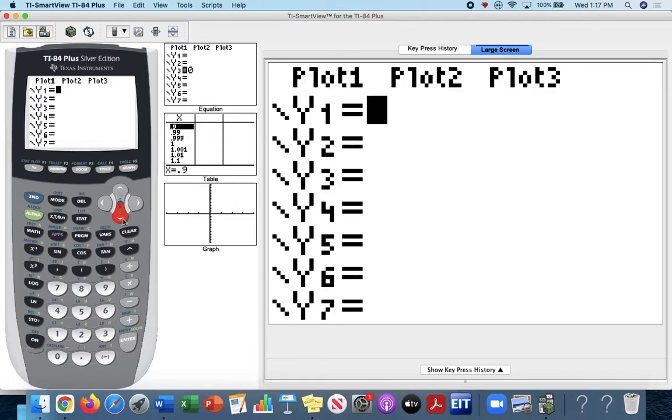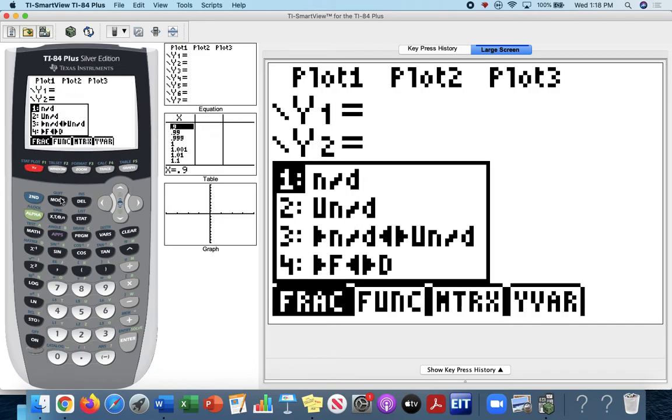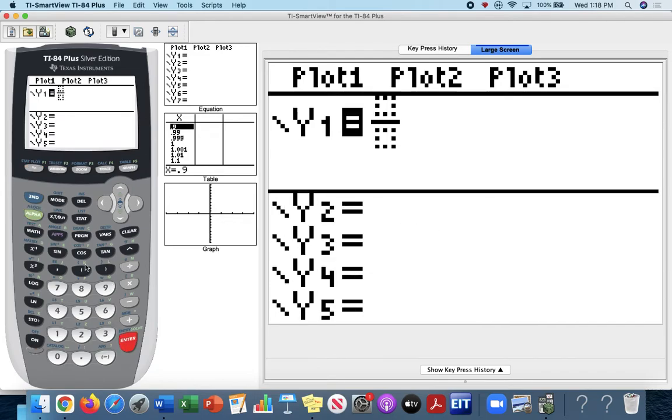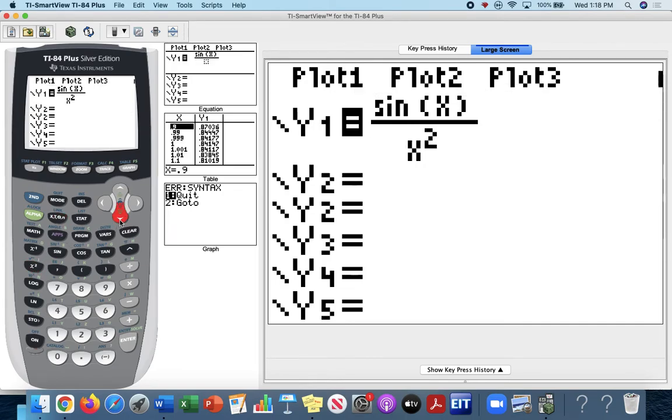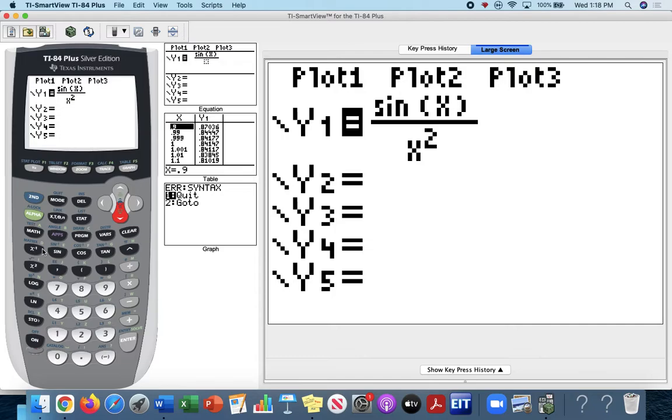So step one is I'm going to have the calculator graph the derivative function. First, I'm going to type the original equation into y1. I'm going to use that pretty print idea. If I do alpha y equals, that first one gives me the nice pretty print, so I don't have to do the parentheses. So the function is sine of x divided by x squared. And I want to know when the derivative is equal to 0.